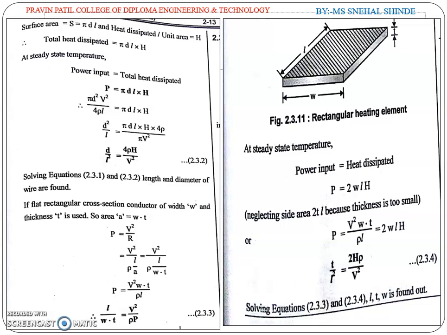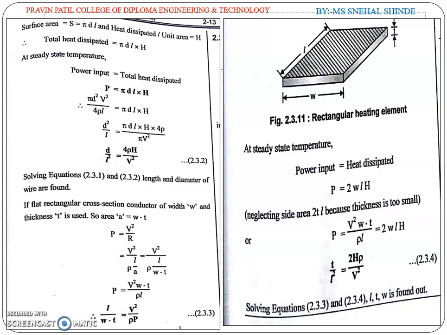So we have to substitute the power formula and we have to rearrange the equation in the form of d square by L. Now we get pi dl H into 4 rho divided by pi V square. By cancelling the pi value in numerator and denominator, and by cancelling the d square value by the right hand side d, we get d by L square equal to 4 rho H divided by V square. Now solving the two equations, we get the length and diameter of the wire.